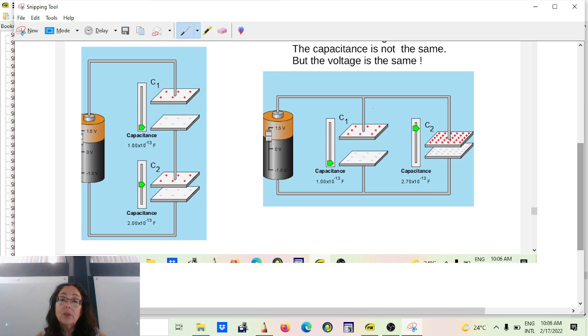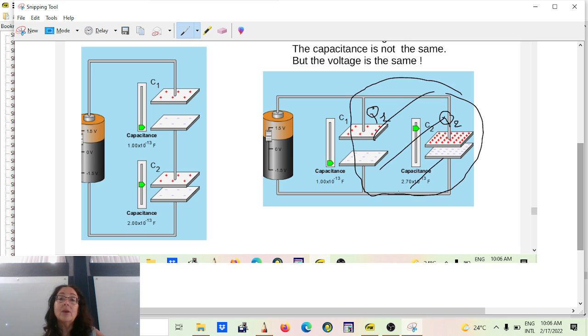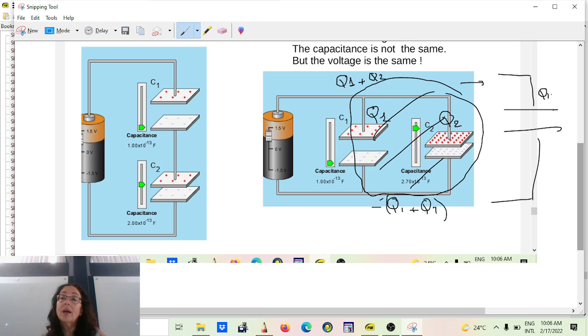But you remember, here you have Q1, here you have Q2. You want to have that replaced by a single one. So from the outside world, here you're going to have Q1 plus Q2, and here you have minus Q1 plus Q2. So it makes sense that you can replace it by one single one. Then you have Q1 plus Q2, and the capacitance will be C1 plus C2. You can show that, right? And that will be your 1.5 volt.